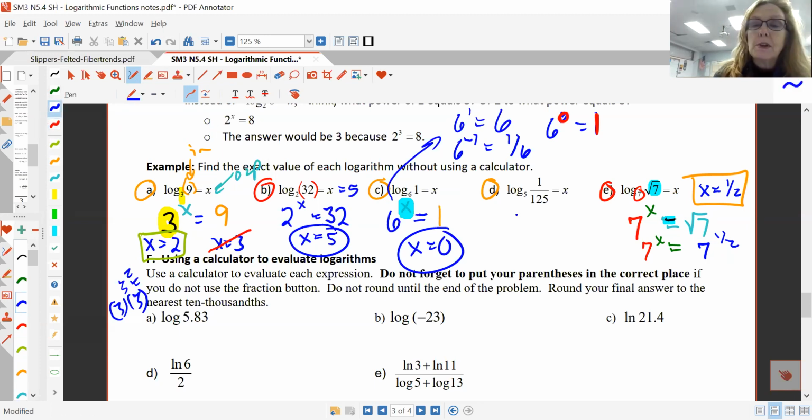So the base on this one is 5. Exponent again is x. Trying to figure out the exponent that would give me an answer of 1/125.